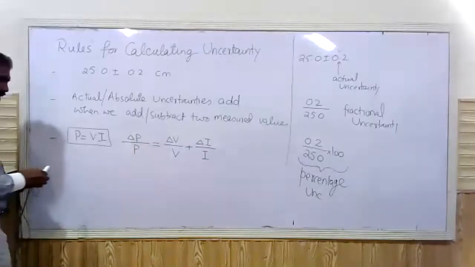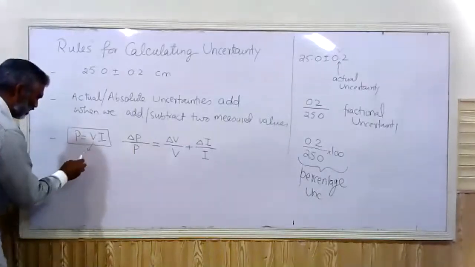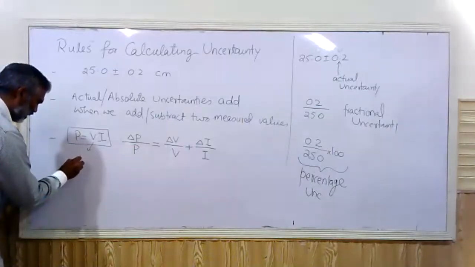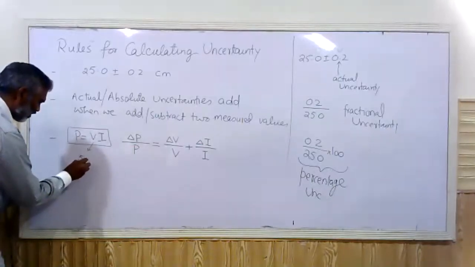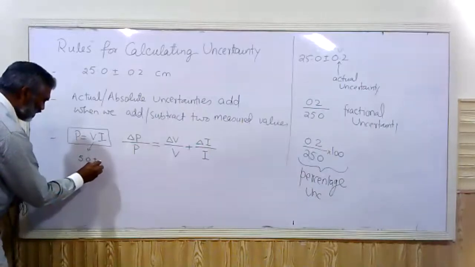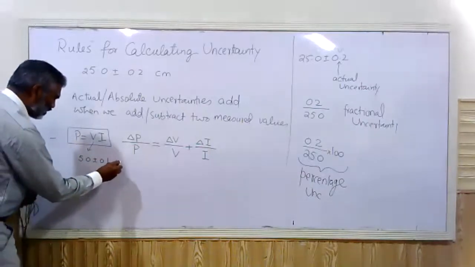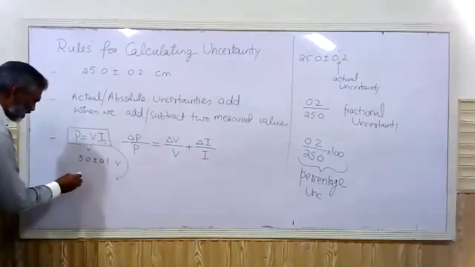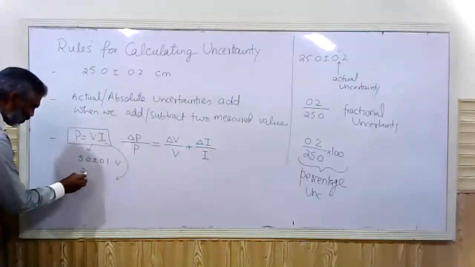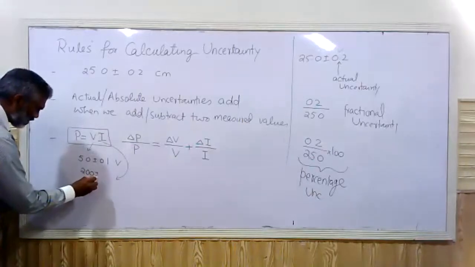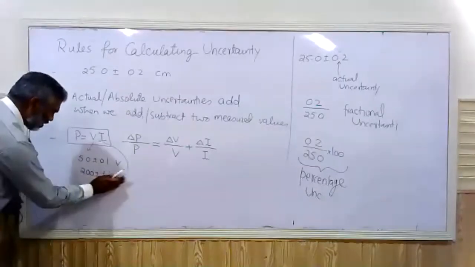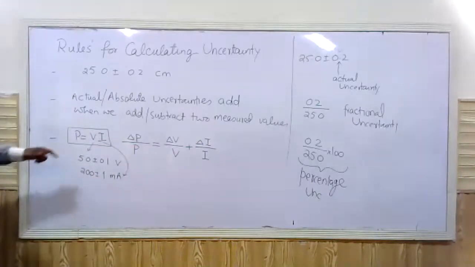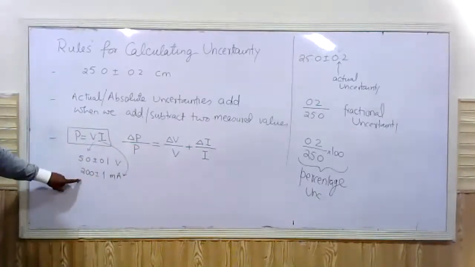to the last rule. Let's say voltage is given in the form of volts as units, volts. This is 5 volts with an uncertainty of 0.1 volt. And suppose current is given in milliamperes. Suppose this is 200 plus minus 1 milliampere. So the two values are given. We know voltage, we know current.